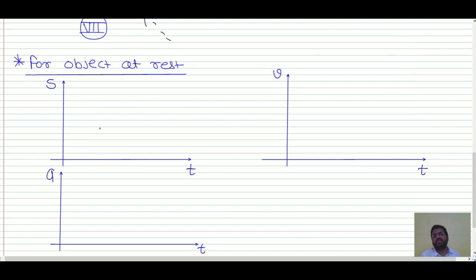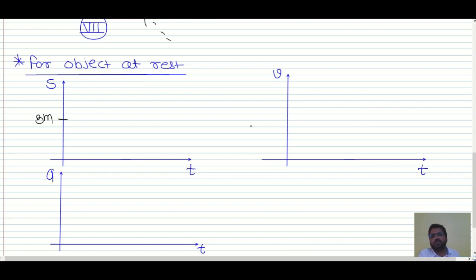Okay, so now see, if the object is at rest and the initial position of the object is 3 meter from the origin. Okay, so object at rest, right? You are sitting at your home. What is your position after 1 second? You are sitting at your home and you are at rest. What is the position of you at 1 second? It will be 3 meter only. At 2 seconds, it will be 3 meter only, right?